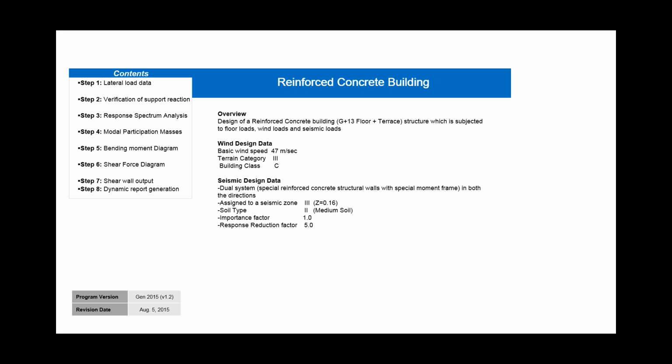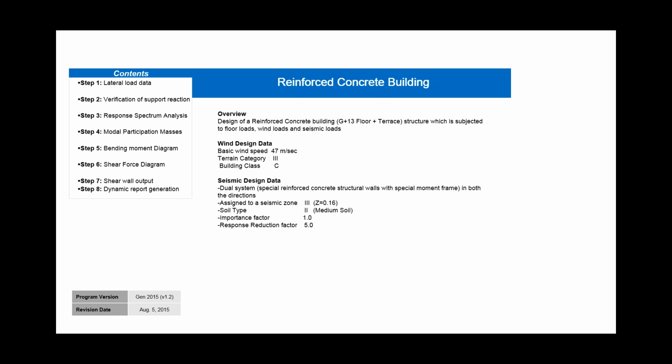So in the wind design data, we are considering the basic wind speed of 47 meters per second. Terrain category is 3 and building class is C. Same as in the seismic design data: dual system, special reinforced concrete structural walls with special moment frames in both directions, and the zone we are considering is 3, that is Z equals 0.16, soil type 2, medium soil, importance factor 1, and response reduction factor is 5, or else we can consider 3 also.